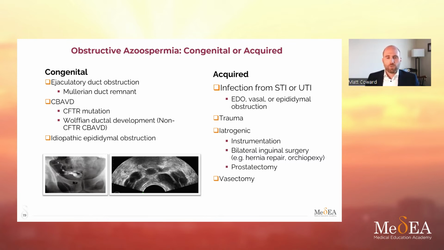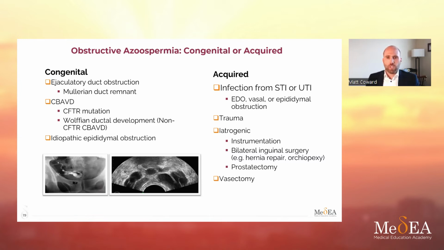Acquired causes of obstructive azoospermia can be from infection, trauma, or iatrogenic causes. So infection from such problems as sexually transmitted infection or urinary tract infection. This can result in ejaculatory duct obstruction, vasal obstruction, or epididymal obstruction. Essentially, anywhere along the male reproductive path can have a blockage from infection, trauma, or injury.